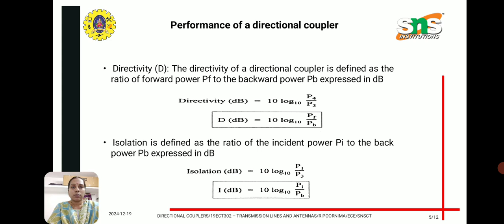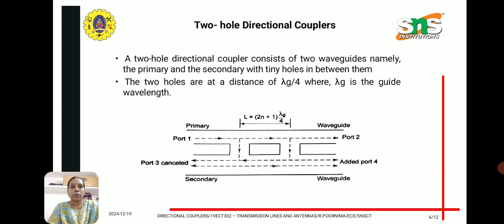The next parameter is directivity. The directivity of a directional coupler is defined as the ratio of forward power to backward power. It is expressed in decibels by 10 log of P4 by P3. Isolation is defined as the ratio of incident power to back power. It is measured in decibels, 10 log P1 by P3. These are the three performance parameters of a directional coupler.